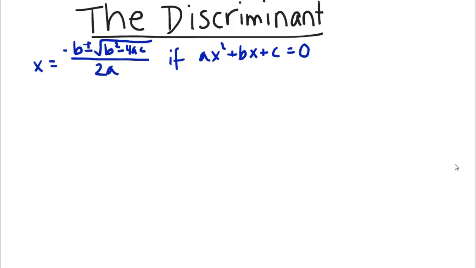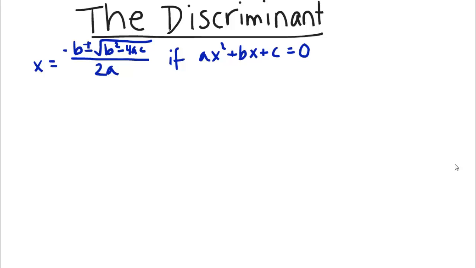These notes are about what the discriminant can tell us about a quadratic equation. First of all, we need to recall that if we have a quadratic equation in the form ax squared plus bx plus c equals 0, then we actually know our solutions given by the quadratic formula, negative b plus or minus the square root of the quantity b squared minus 4ac all over 2a.